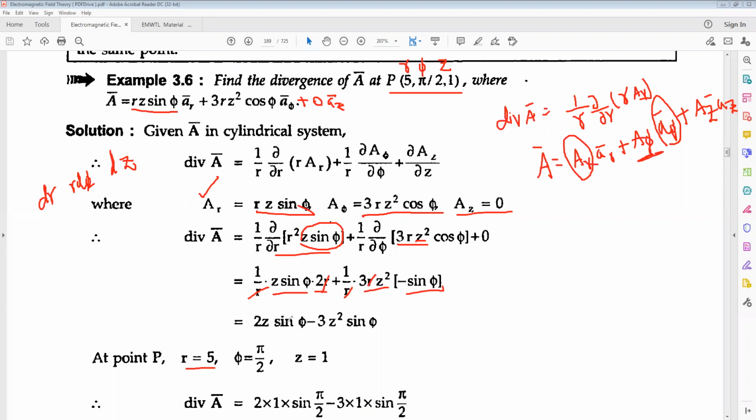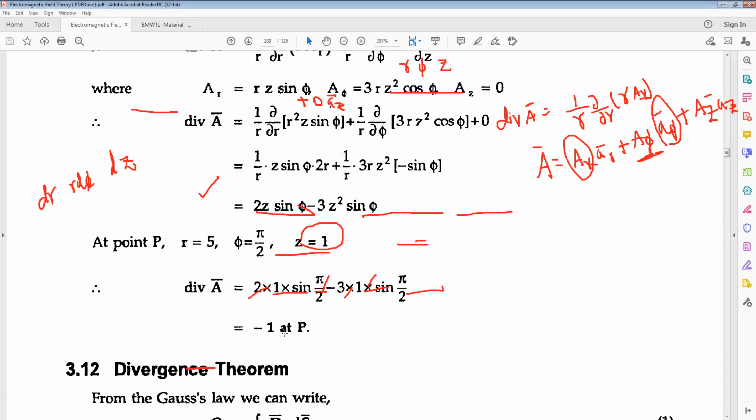Substitute r, as there is no r term here in the divergence of A bar, only the phi and the z. What is the phi here? Sine pi by 2 is 1, and here also sine pi by 2, the z is equal to 1. Simplify the function, we'll get minus 1 at the point P.